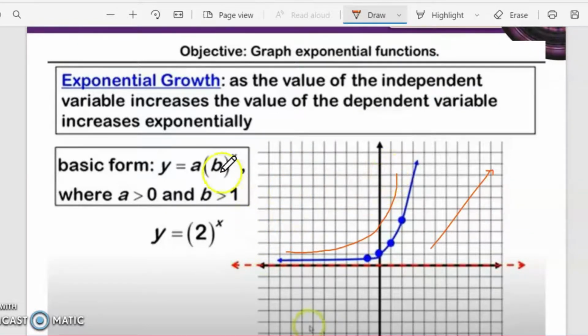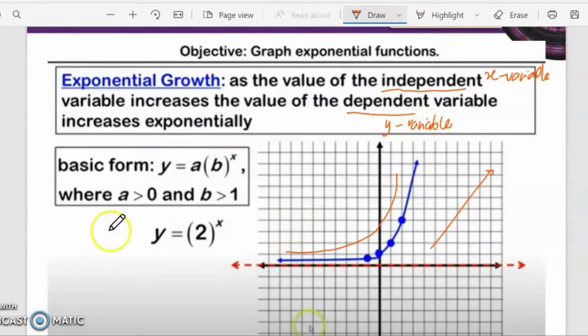Okay, so we go to exponential growth. The value of independent variable, but what does it mean by the independent variable? That is the x variable. As the value of x increases, the value of the dependent variable increases exponentially. So dependent here we refer to the y variable. Maknanya bila x increase, y akan increase.